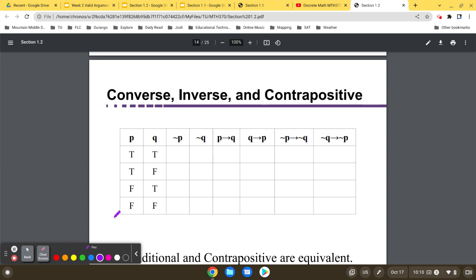All right, welcome back. Hopefully you tried this out and didn't have any problems. If not, watch it until the spot you're stuck, then hit pause again and try to keep going. That's the best way to understand these truth tables.